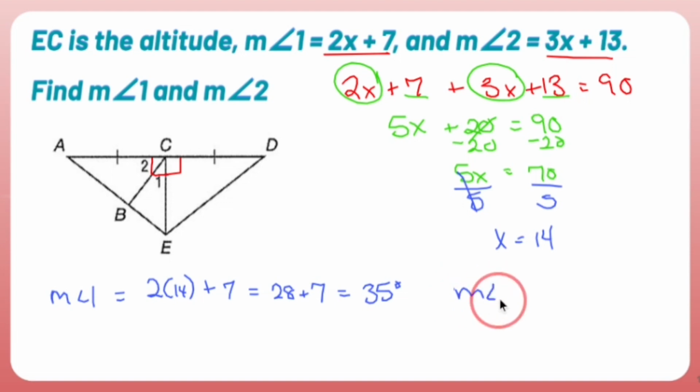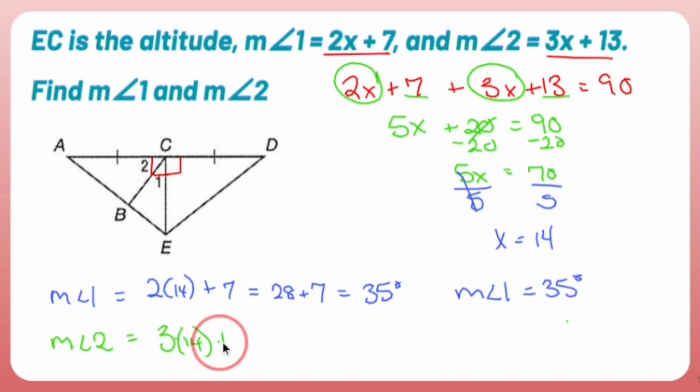So let me write that out a little bit cleaner. The measure of angle 1 is 35 degrees. Now the measure of angle 2 is done very similarly. The measure of angle 2, according to the top up here, is 3x plus 13. But you know what? We know x is 14, just like it was up there in blue. I don't know why I didn't just write it down. I wasn't thinking, I guess.